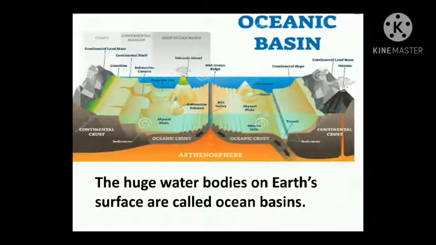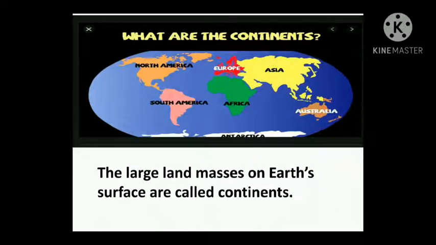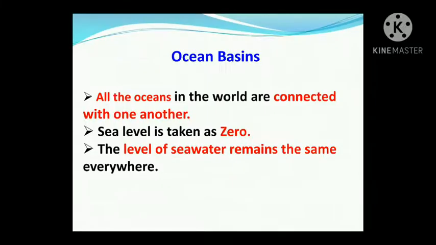Then what are ocean basins? The huge water bodies on Earth's surface are called ocean basins. Then what are continents? The large land masses on Earth's surface are called continents. Now let's discuss the main features of ocean basins. First one is all the oceans in the world are connected with one another. Look at the map of the world. Here you can see all the oceans of the world are connected with one another.